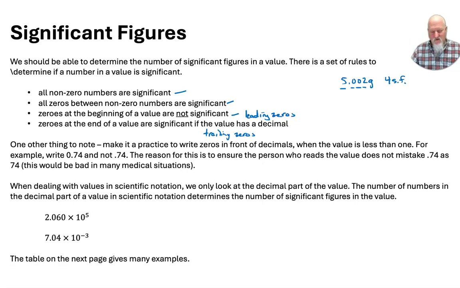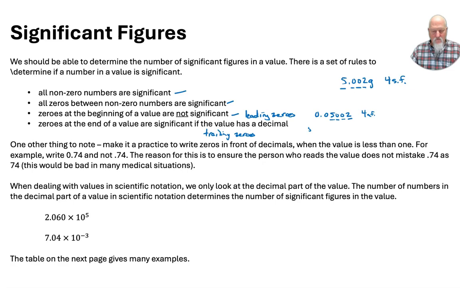Let me give you another number. 0.05002. Now the 5 and the 2 are significant, and the zeros between the 5 and the 2 are significant. But we have a 0.0. Those are leading zeros, zeros at the beginning of a number. I apparently spelled zero wrong; there should be an E in there. But those zeros at the beginning of the number are leading zeros, and they are not significant. So 0.05002 also has 4 significant figures.